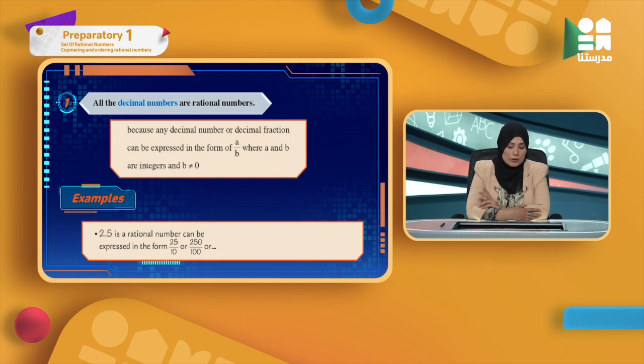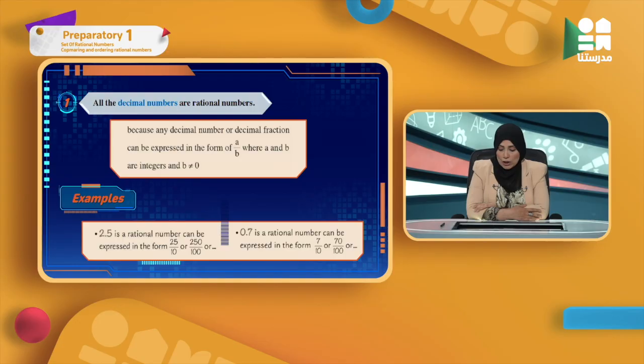Why 10, girls and boys? Because 10 has one 0, and the decimal here also has one decimal place. So the number of decimal places should be equal to the number of zeros. Can I rewrite 25 over 10 another way? Of course, yes. We can multiply both terms, numerator and denominator, by 10. So it can be 250 over 100, and so on, by multiplying by 100, by 1000, and so on. Also, 0.7 is a rational number, and it can be written as 7 over 10.